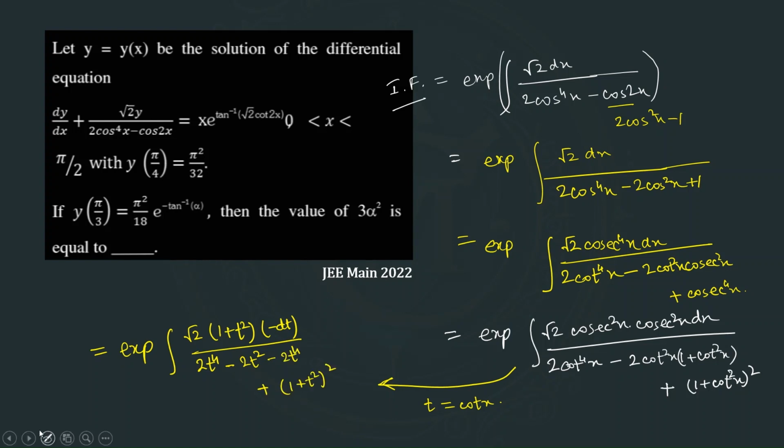Now we can see that these two will cancel each other, and this will become nothing but 1 plus t square whole square minus 2t square, so 1 plus t to the power 4. So the integral becomes exponential, then this root 2 dt divided by t to the power 4 plus 1 times 1 plus t square, with the negative sign.